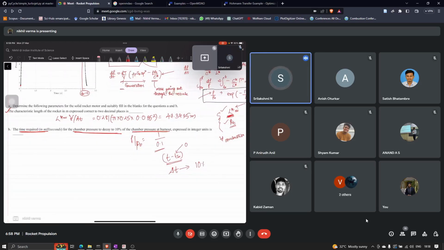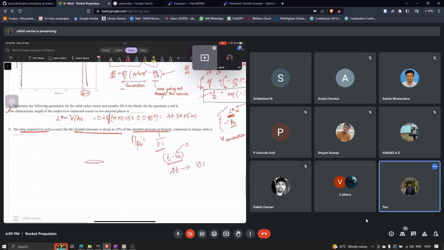What is the 0.25 in the pi? It is the diameter, so pi by 4 d square. So this is the throat area, right? The diameter is given. So this is the volume divided by pi by 4 d square, and this is L star.